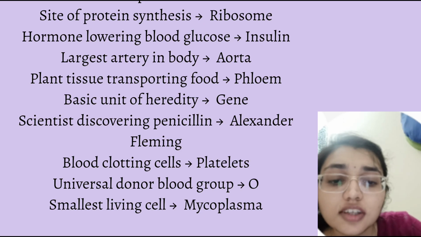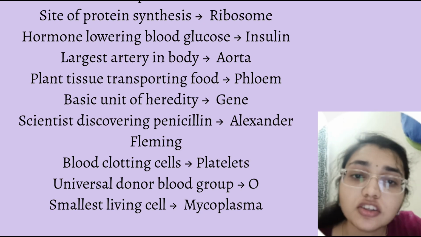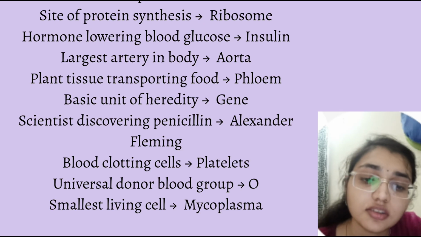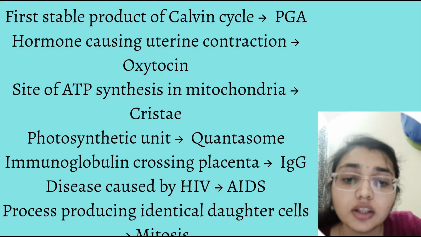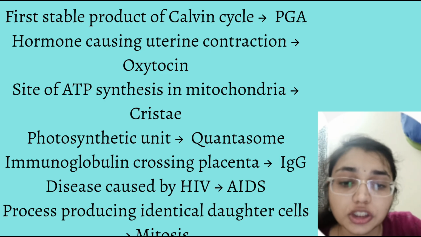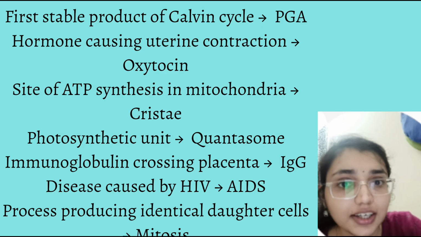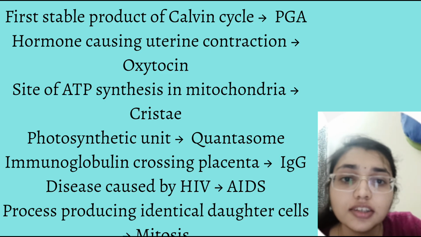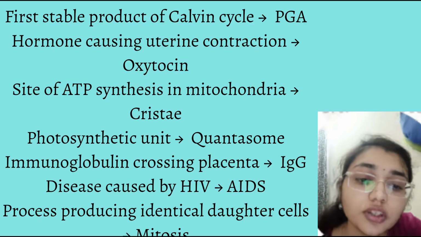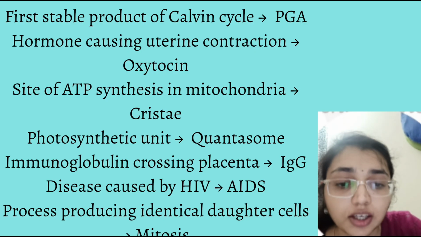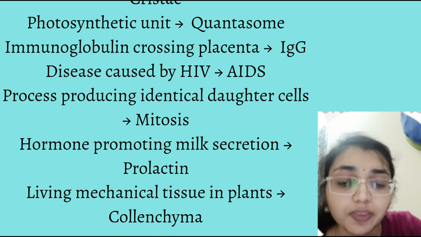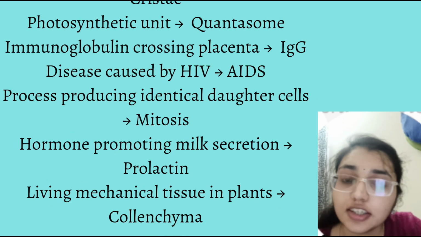The blood clotting cell, that is platelets, universal donor of the blood group is O, and smallest living cell is mycoplasma. The first stable product of Calvin cycle is PGA. The hormone causing the uterine contraction is oxytocin. The site of ATP synthesis is mitochondria, that is cristae. Then photosynthetic unit is quantasome. Immunoglobulin crossing the placenta is IgG, and disease caused by HIV is AIDS.